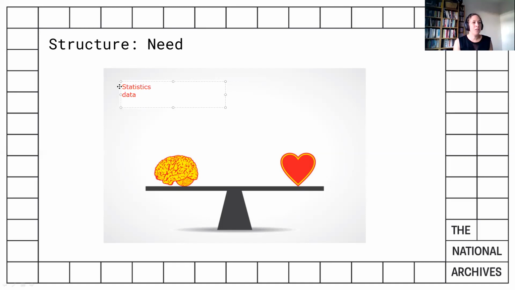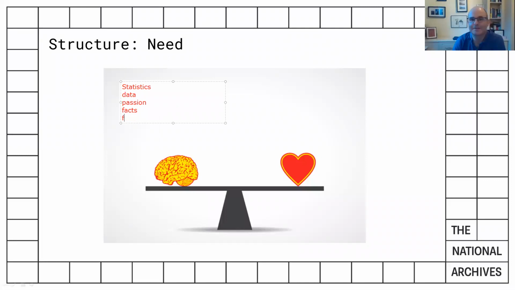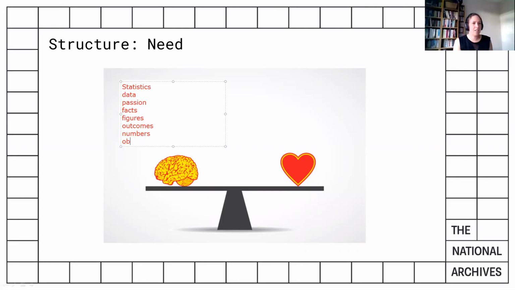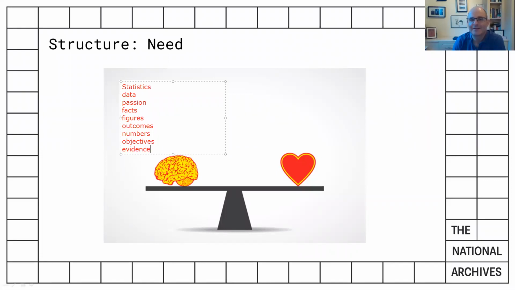Fantastic. Oh, interesting. Some passion. Yeah, it's interesting. Someone's put passion. I'll come back to that one in a minute. Facts and figures. Yeah. Outcomes, stats. This is a test on how fast I can type. There's no objectives. Evidence. Ooh. User feedback.